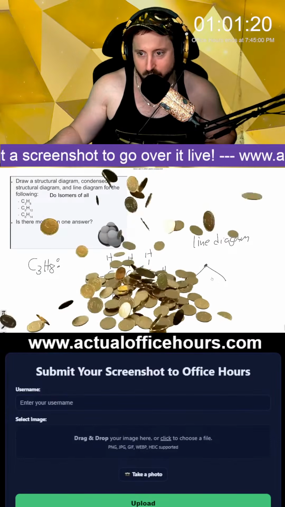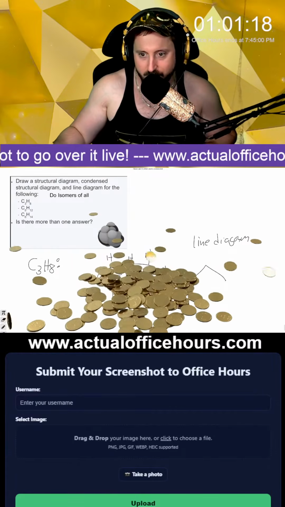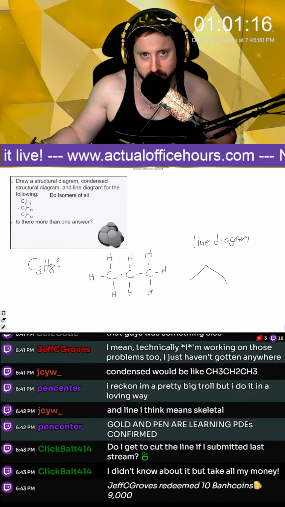Because I think each one of these little points here signifies a carbon, right? And then you assume all the hydrogens are on it.